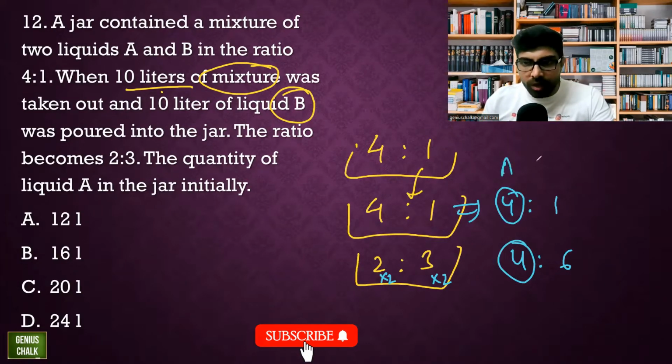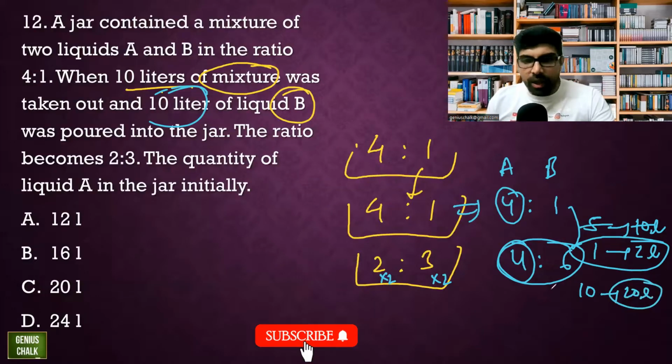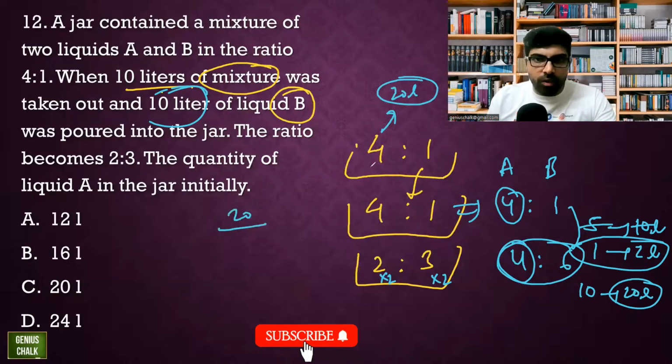This first part, liquid A, is the same, liquid B has changed by 5 units, and it is given that 10 liters of liquid B was poured. So 5 value is actually 10. So 1 value is 2 liters, 10 by 5, 5 2s are 10. Now what is asked? The quantity of liquid A in the jar initially. We know we can find the total using this 4:6. So 10 units will be equal to 20 liters. That means the total quantity is 20 liters. Now what is asked? The quantity of liquid A. So in 20, liquid A is 4 by 5, that is 16 liters. So the answer of the question is 16 liters.